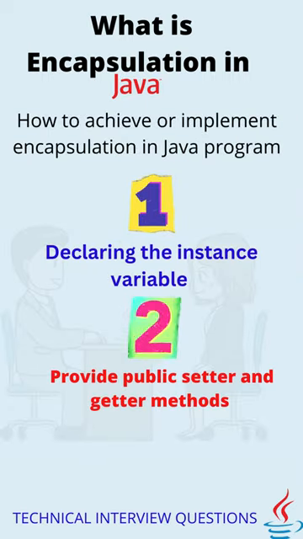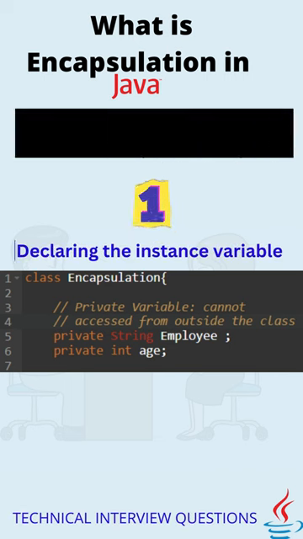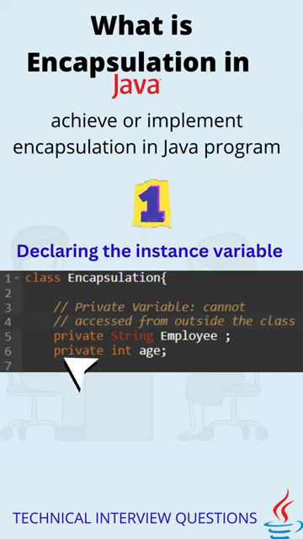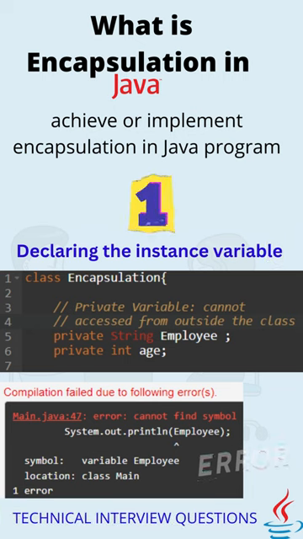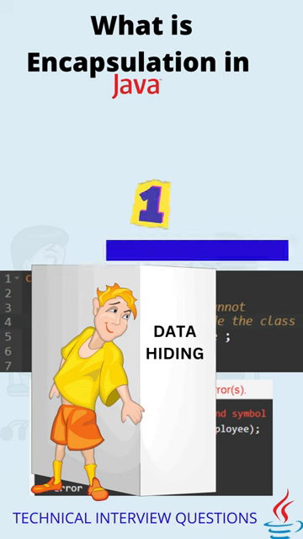There are two important points whereby we can achieve or implement encapsulation in a Java program. 1. Declaring the instance variable of the class as private so that it cannot be accessed directly by anyone from outside the class. If the field is declared private in the class, then it cannot be accessed by anyone from outside the class and hides the field within the class. Therefore, it is also called data hiding.